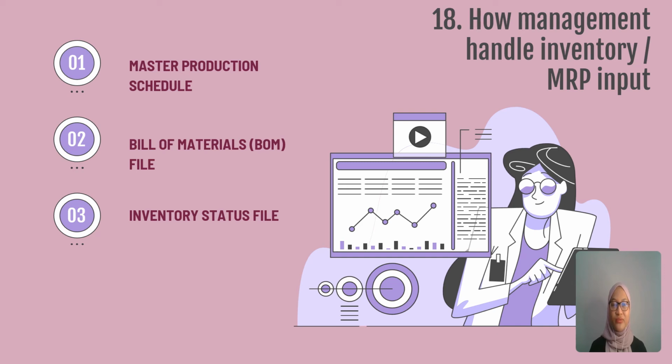Lastly, the Inventory Status File. The Inventory Status File keeps an up-to-date record of each item in the inventory. Information such as item identification number, quantity on hand, safety stock level, quantity already allocated, and the procurement lead time of each item is recorded in this file. Thank you, and Amira will present the next point.